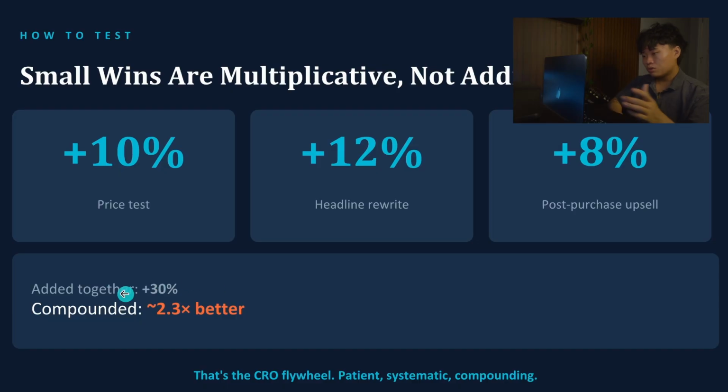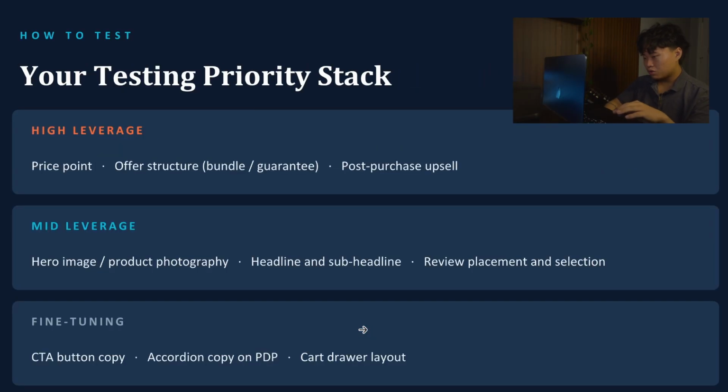You have to understand that small wins are multiplicative, not additive. So a 10% price test on your CVR, and then a 12% increase on your CVR with a headline rewrite, and then 8% with the post-purchase, added together, that's 30%. And that's 2.3 times better than what you were doing before. This is how to test properly.